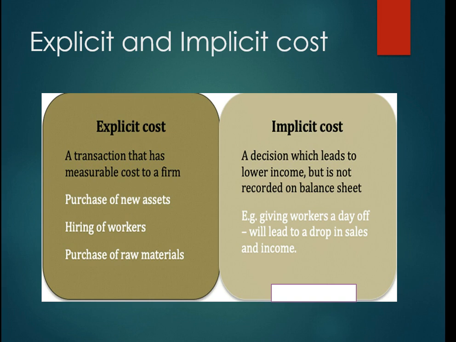When we are discussing economic cost, we consider both explicit and implicit cost, but in accounting cost we do not include implicit cost, we only include explicit cost. So that's why accounting profit is always higher than economic profit, because in accounting profit they do not include implicit cost, they include only explicit cost.